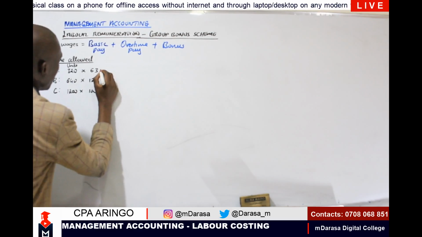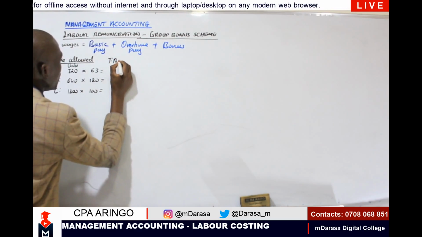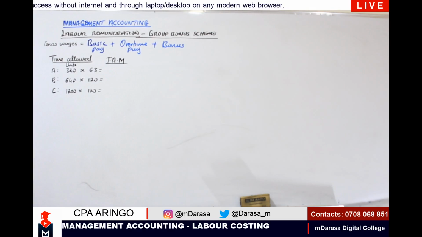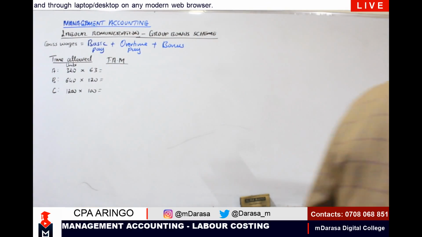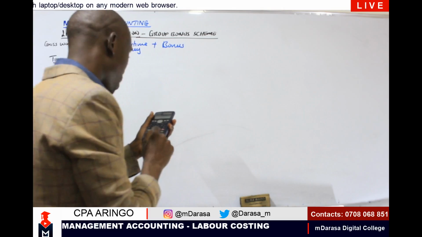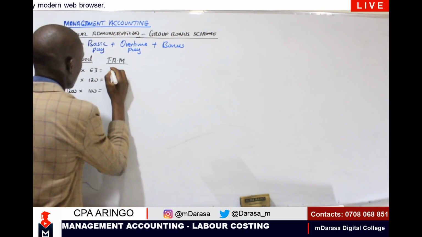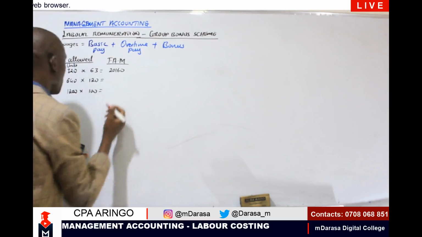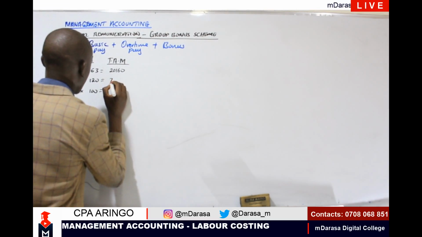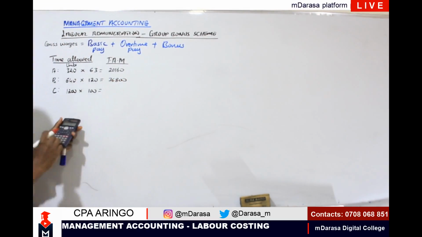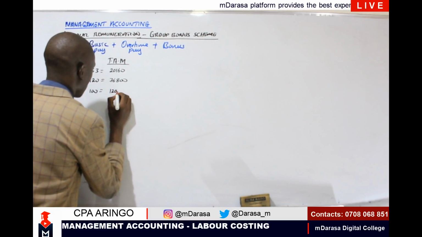So if we multiply, this should give us time allowed in minutes. For product A, we should be having 320 by 63, I'm having 20,160. 640 by 120, I'm having 76,800. 1200 by 100, I'm having 120,000.